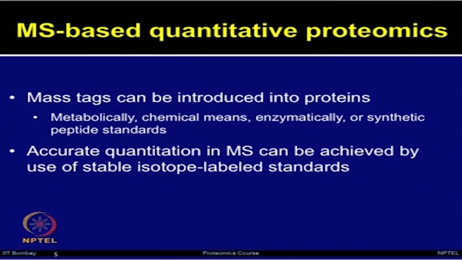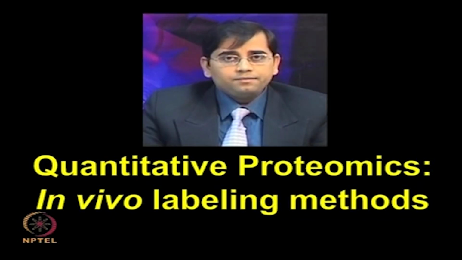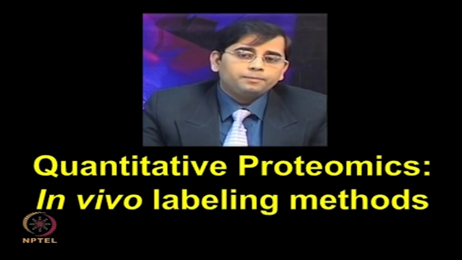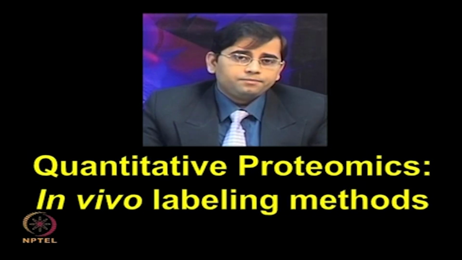These mass tags can be introduced into the proteins by various methods such as metabolic labeling, chemical means of labeling, enzymatic methods or by using synthetic peptide standards. Accurate quantification in mass spec can be achieved by use of stable isotope labeled standards. So, there are different ways of quantitative proteomic analysis, in vitro and in vivo labeling methods. In today's lecture, we will focus on in vivo labeling methods.